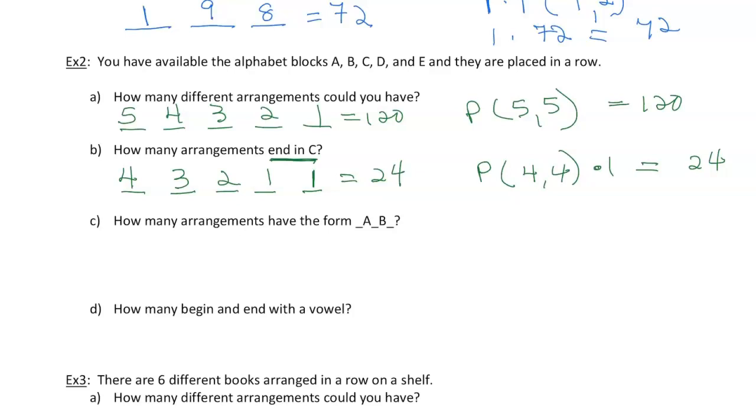Okay, on to C. How many arrangements have the form: blank, and then I have to have an A.